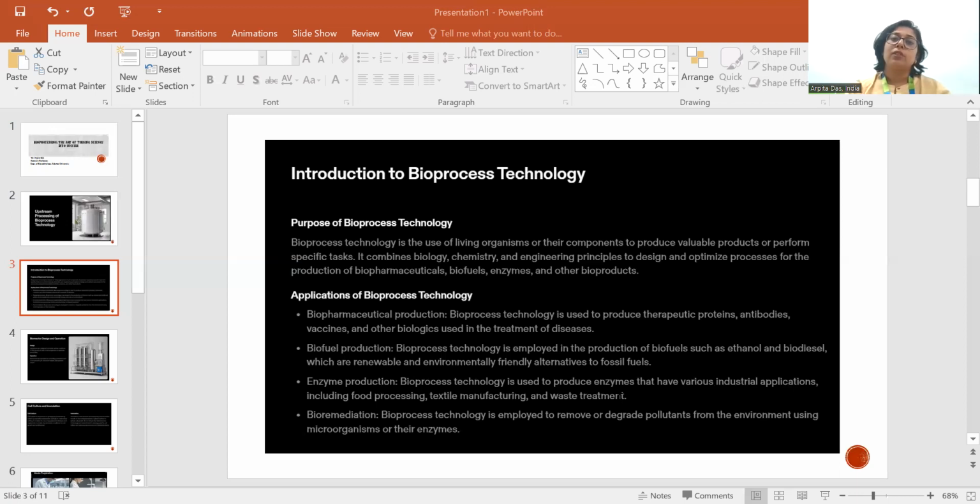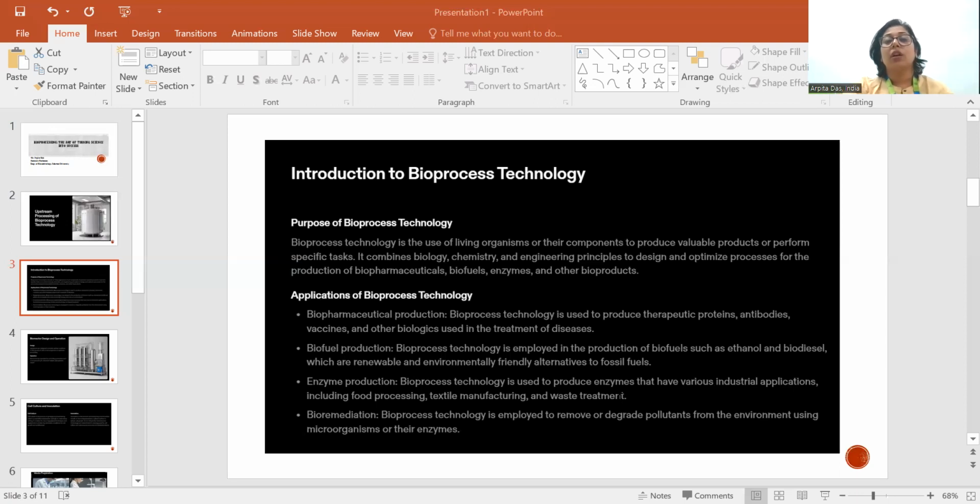Then we can talk about biopharmaceuticals. Biopharmaceuticals means medicines have to be produced in bulk quantity. So bulk quantity production means the industry is dependent on a bioprocessor.